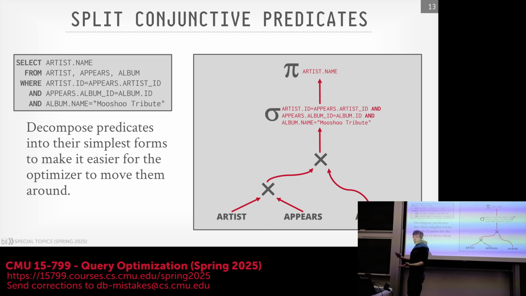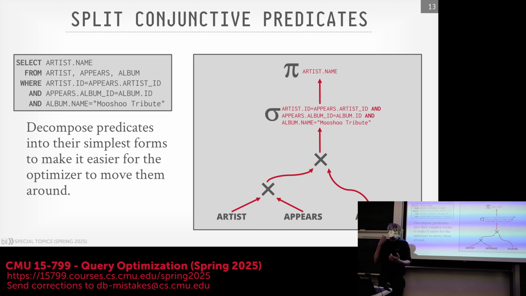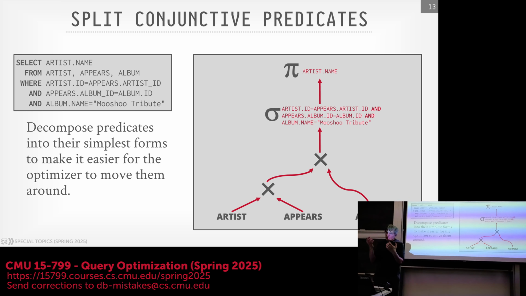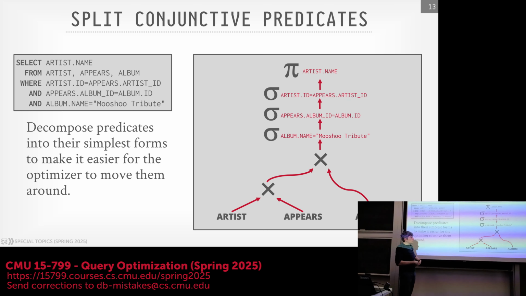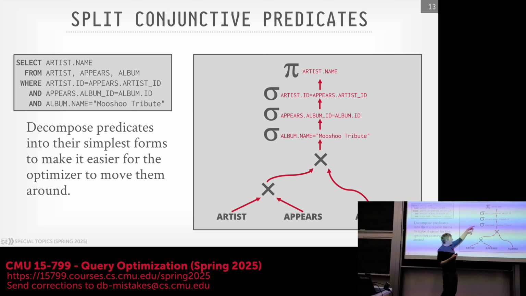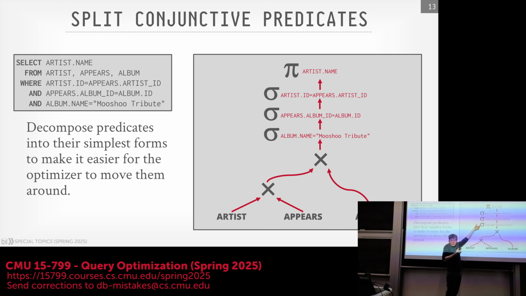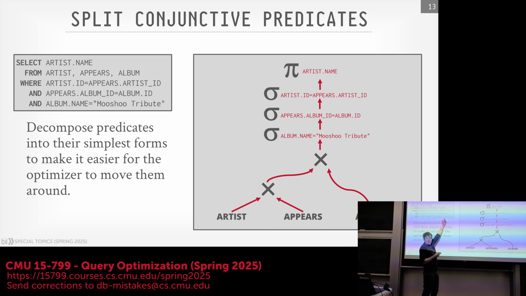So again, we want to break up the conjunction clauses in our where clause, so we can break that up into individual ones. Now we basically introduce a bunch of new filter operators that each only have one predicate inside of it. I'm not determining the order here because I can't, because there's no cost model. I can't determine the selectivity, right? So I'm just going in the order in which they appear in the SQL statement.